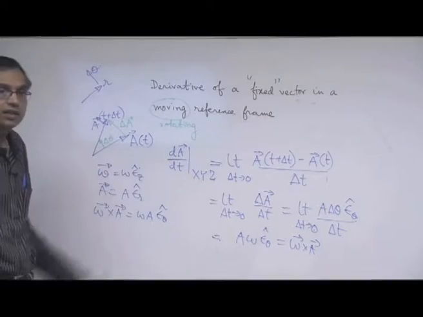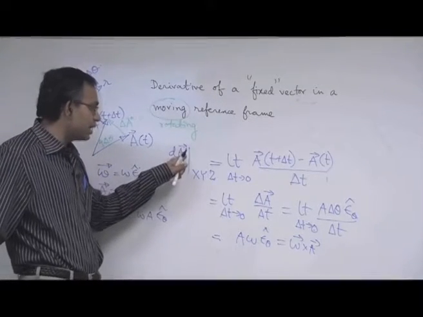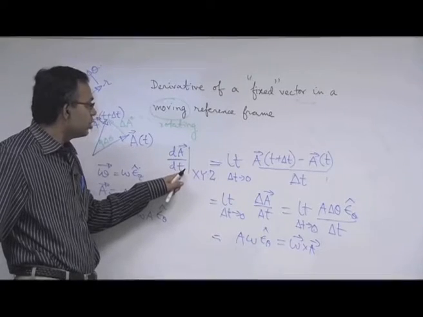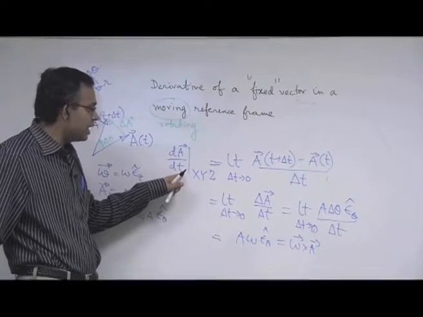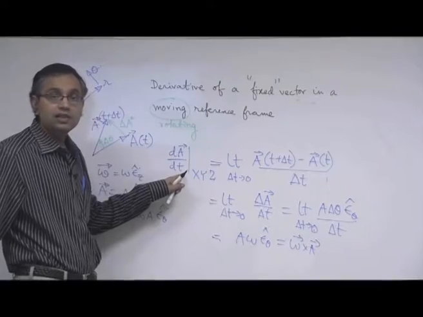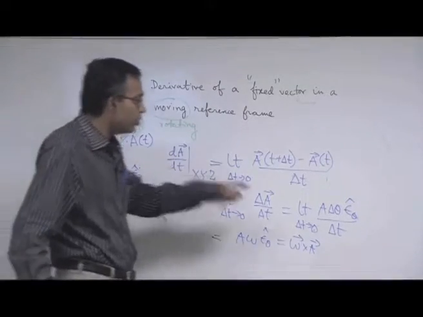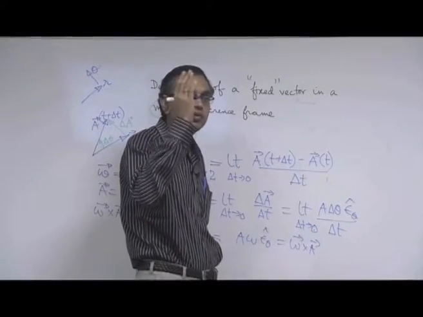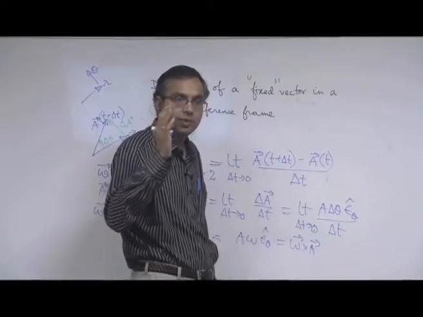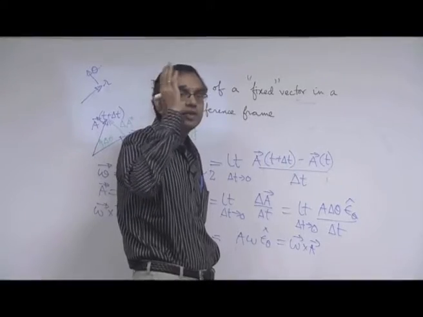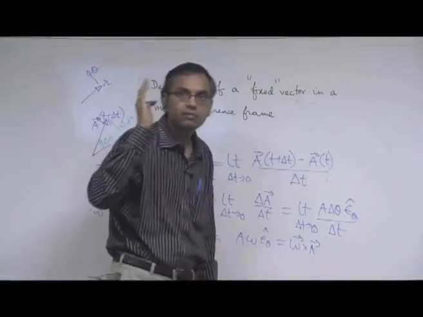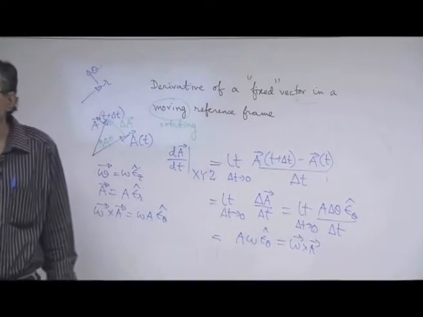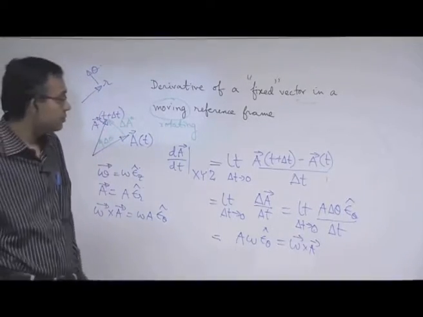Very important result, that if you have a fixed vector in a rotating reference frame, then its dA dt with respect to an inertial reference frame is omega cross A, where omega is the angular velocity with respect to the inertial reference frame, angular velocity of the small xyz or non inertial reference frame with respect to the capital XYZ or the inertial reference frame.